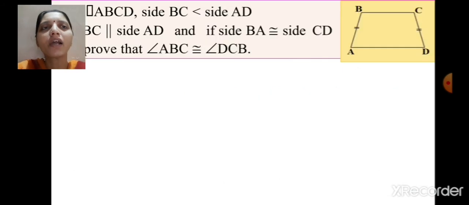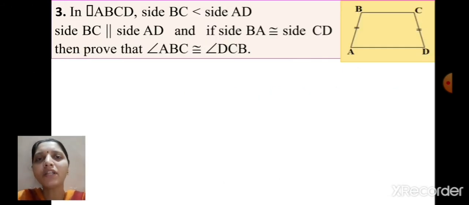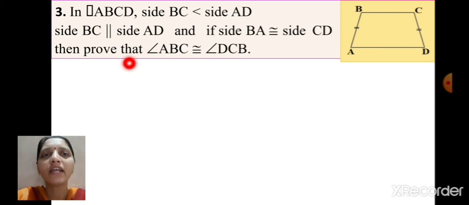Now we are going to continue with practice set 5.4. First two sums we did in the previous session and today we are going to complete this practice set 5.4. This is the last sum. In quadrilateral ABCD, side BC is smaller than side AD. Side BC is parallel to side AD, and if side BA is congruent to side CD, then prove that angle ABC is congruent to angle DCB.